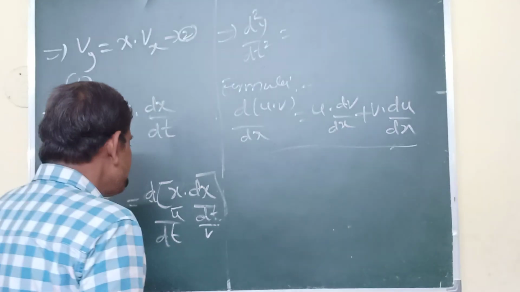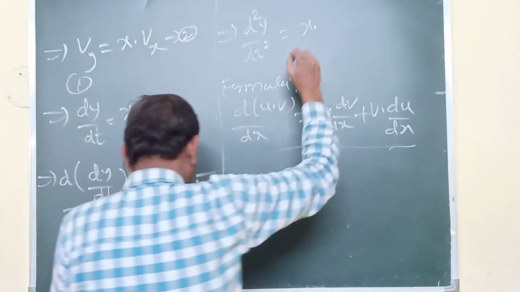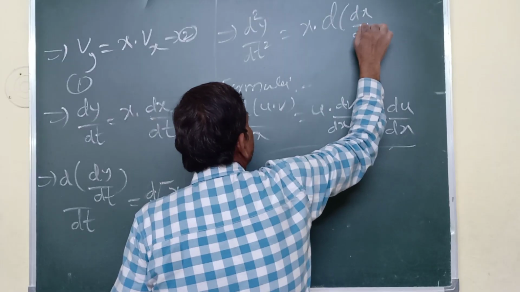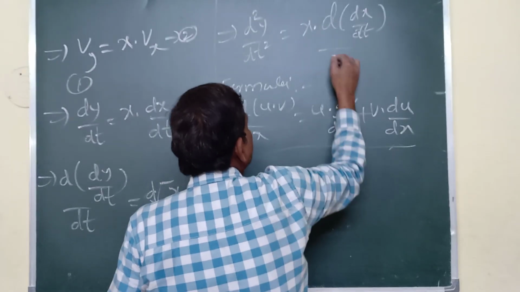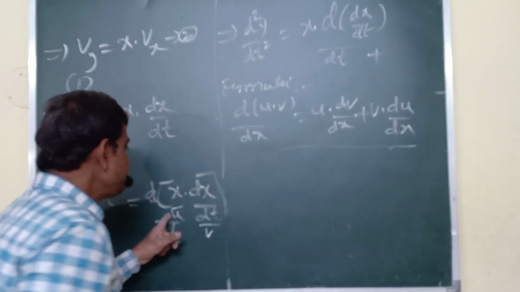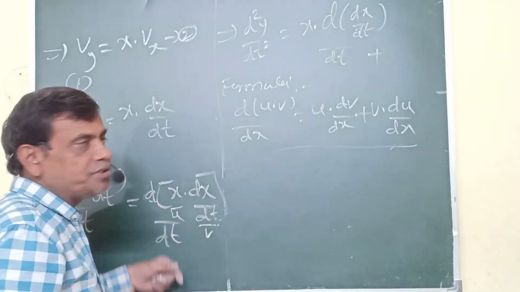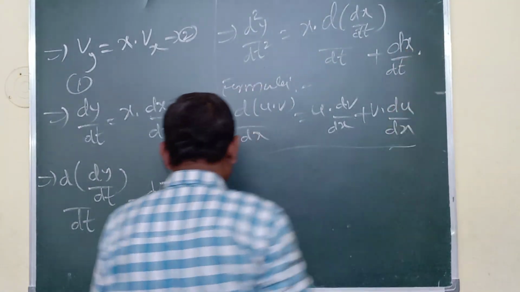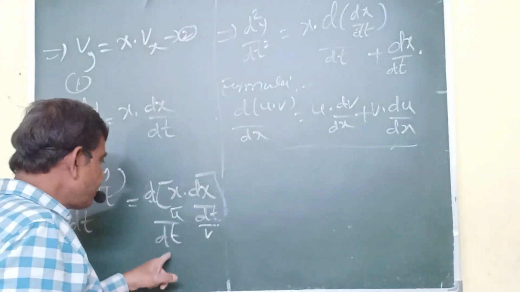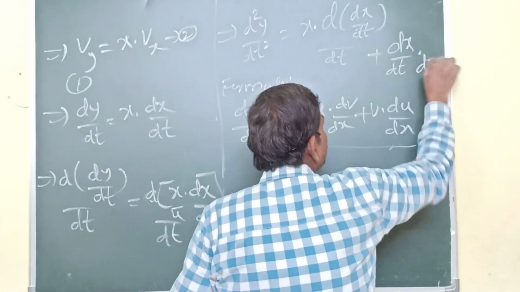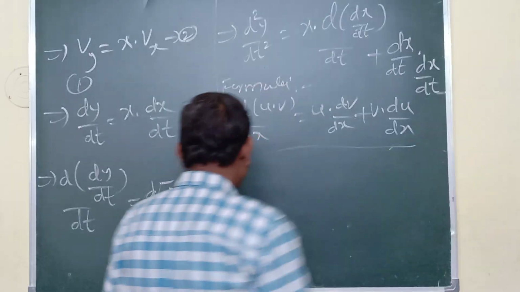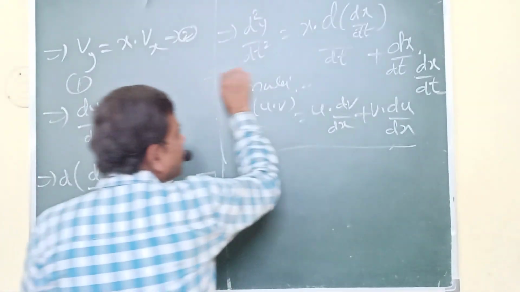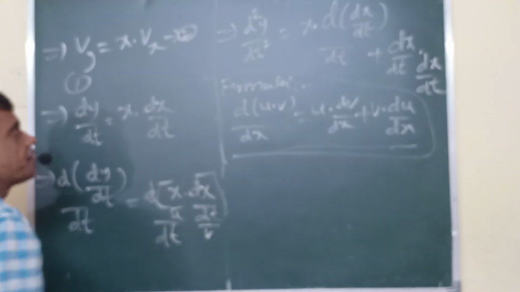This implies x into differentiation of dx by dt with respect to t, u into dv by dx plus v into du by dx plus dx by dt into differentiation of x with respect to t. Again, differentiation of x with respect to t, v into du by dx, that formula. So this formula we have applied in this.